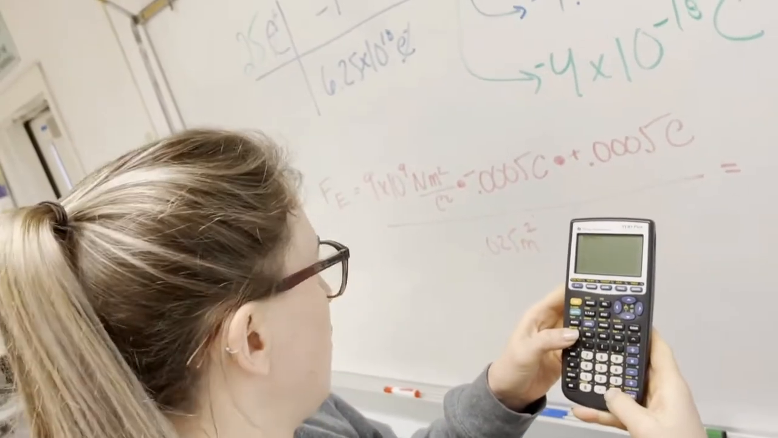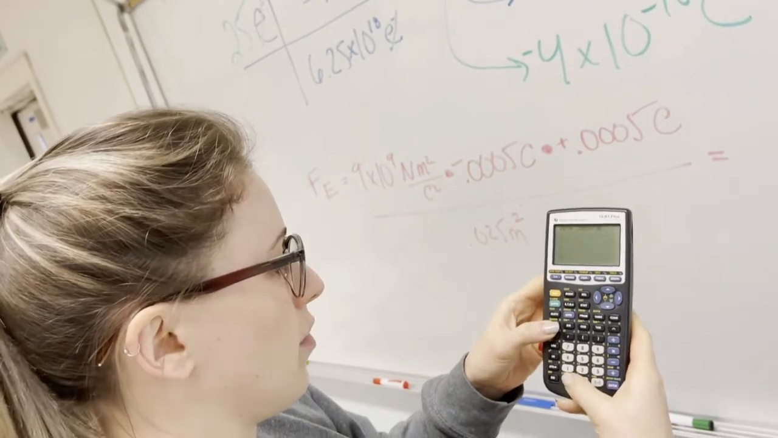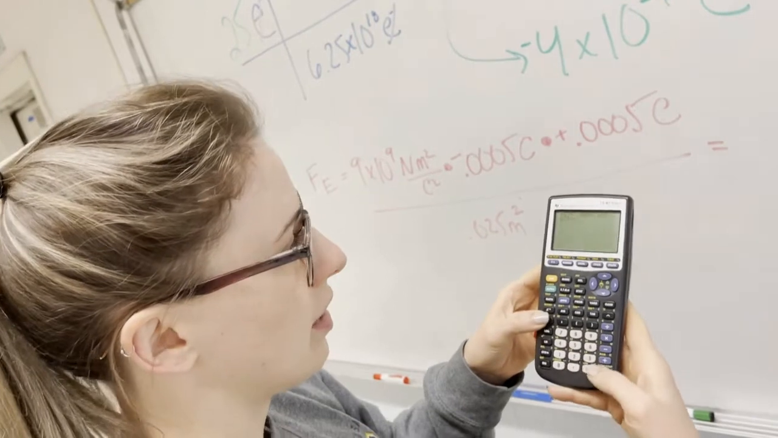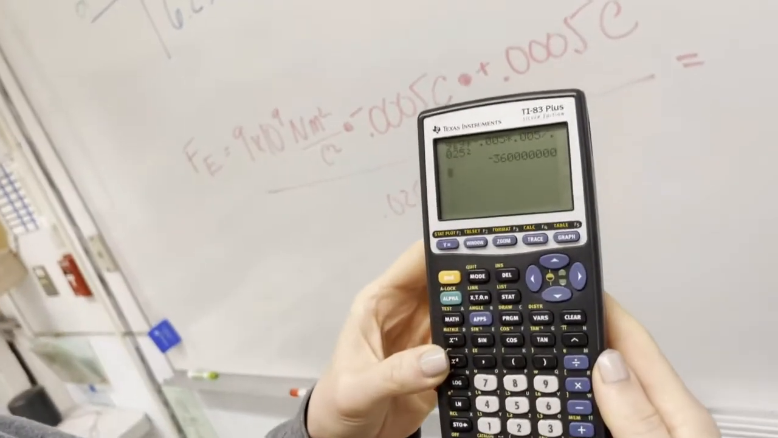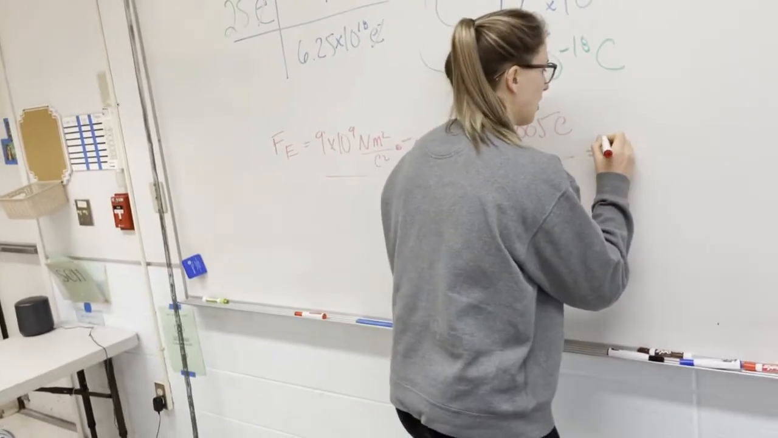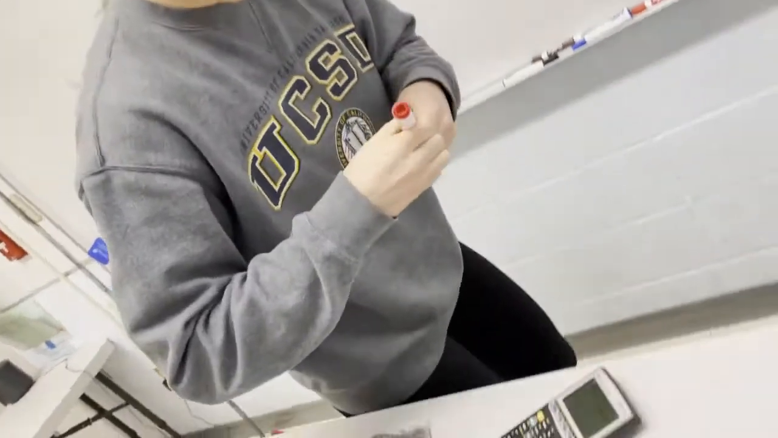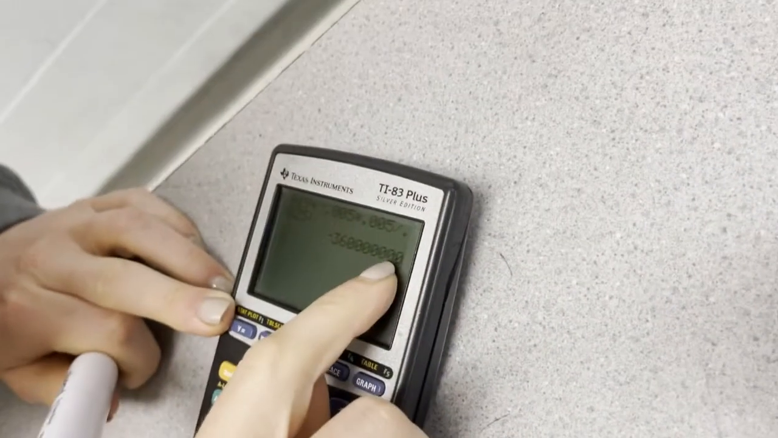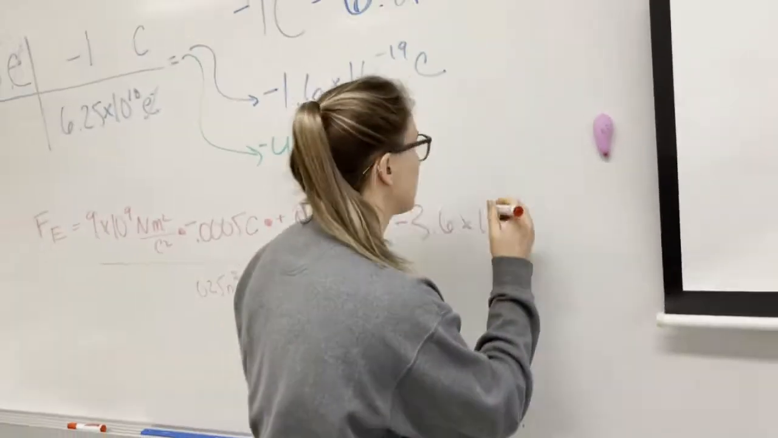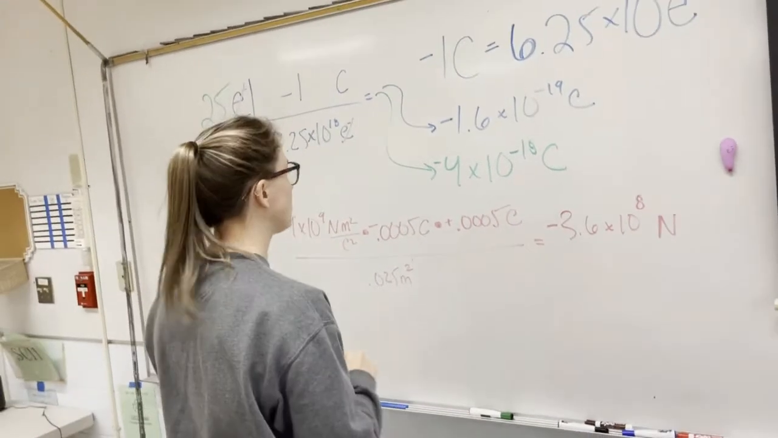9 times 10 to the 9th times a negative 0.005 times a positive 0.005, and I divide that by 0.025 squared, and I get a negative, really big number, 3.6 times 10 to the, let's see if I can count this, 1, 2, 3, 4, 5, 6, 7, 8 newtons.